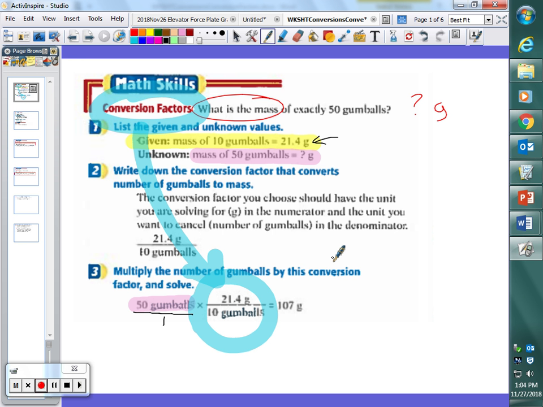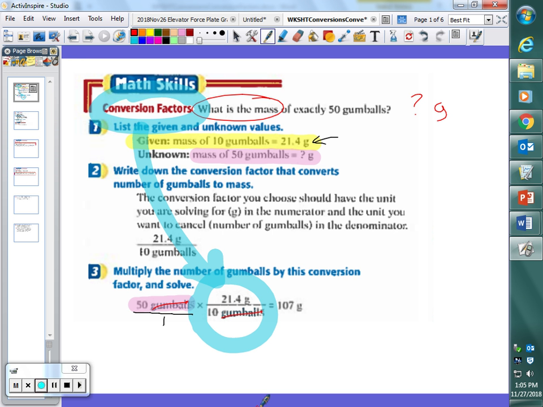But by setting it up this way, putting gumballs here in the denominator, we have gumballs in the numerator and gumballs in the denominator. If you have one thing in the top of a fraction and the other thing in the bottom of a fraction, what will they do to each other? They just cancel each other out, right? So by setting up our conversion factor this way, gumballs went away here and gumballs went away here. Just the units, not the number. The 50 is still there, but the gumball is gone.